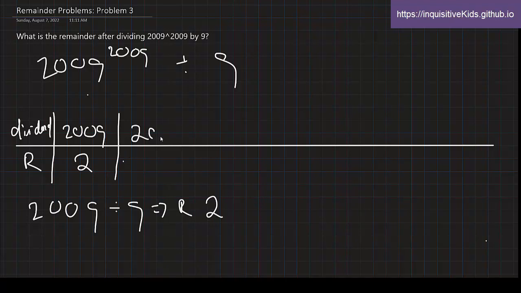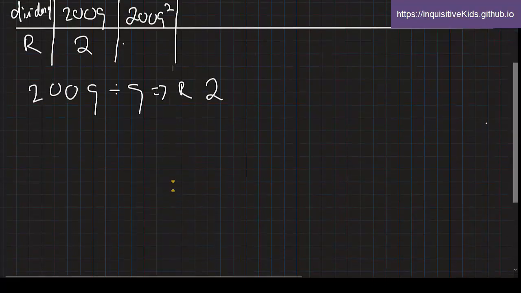And our next one is going to be 2009 raised to the second power. Now you might be thinking, well, didn't you just say we have to think smart about this? Why are we putting exponents as the dividend? Well, first, how else are we going to get the pattern? And the other reason is, we already know that 2009 divided by 9 has a remainder of 2. So let's use the properties we just learned.